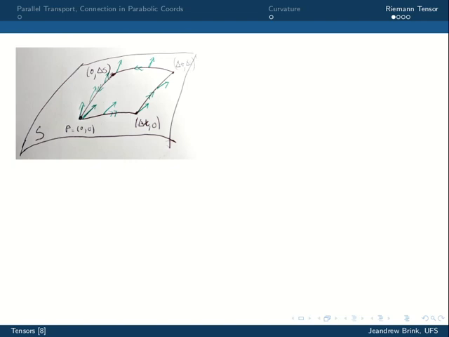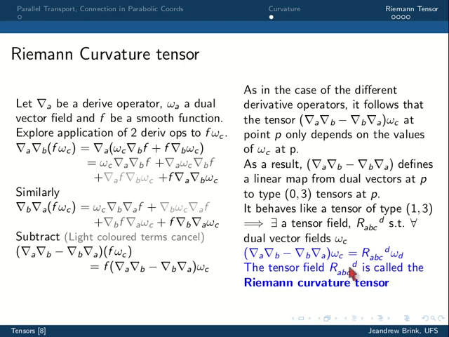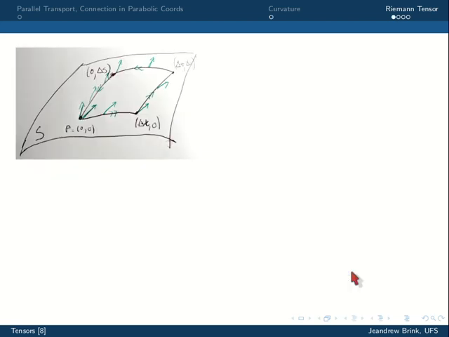So the next thing is to actually see what this thing means physically. Let's consider a case where you start at a point P, you parallel transport a small distance, delta S, in one direction. Then you parallel transport another small distance, delta T, in another direction. And then you parallel transport back minus delta S and then minus delta T, back to the point that you started.